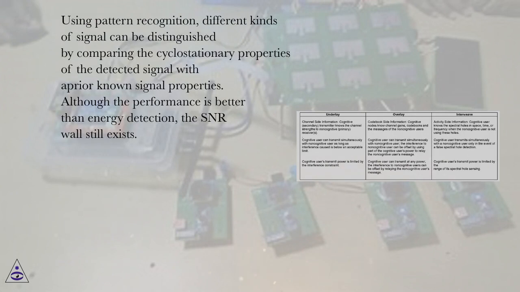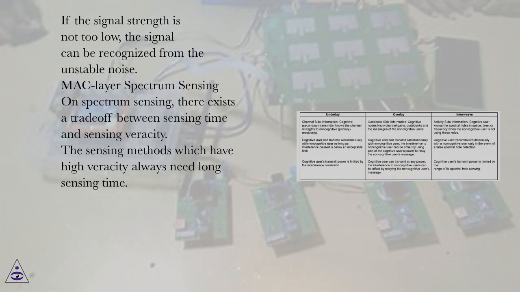Using pattern recognition, different kinds of signal can be distinguished by comparing the cyclostationary properties of the detected signal with a priori known signal properties. Although the performance is better than energy detection, the SNR wall still exists. If the signal strength is not too low, the signal can be recognized from the unstable noise.